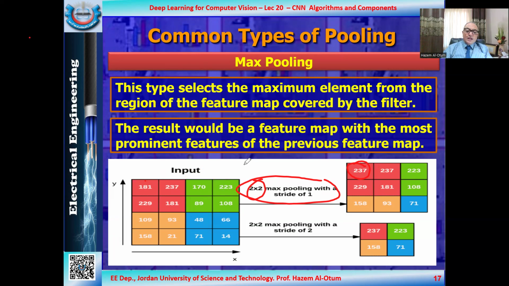Now, if we take a stride of 2, this means that we take this part firstly, then we shift to the right by 2, then shift down by 2. Suppose that this is the size, as you see here, 4 by 4. In this case, we will get an output with a size of 2 by 2.